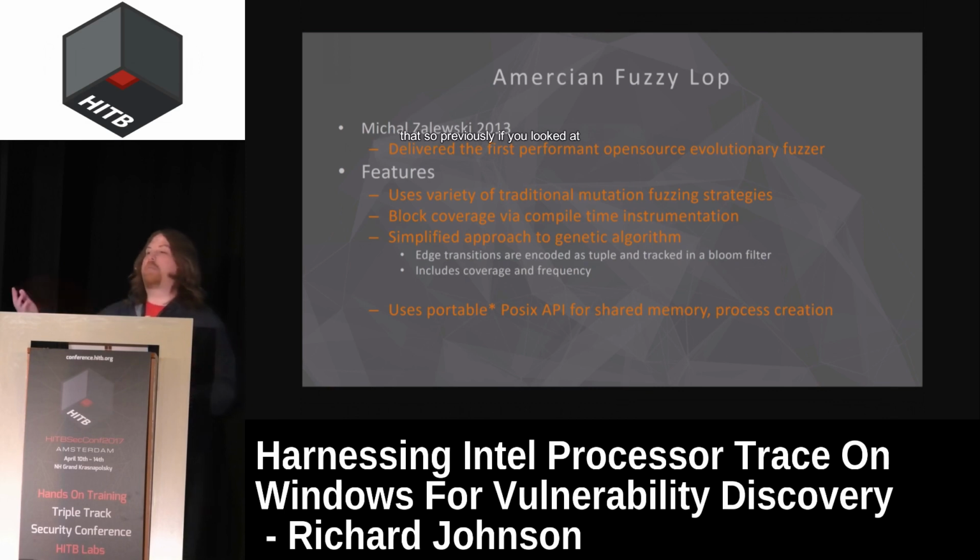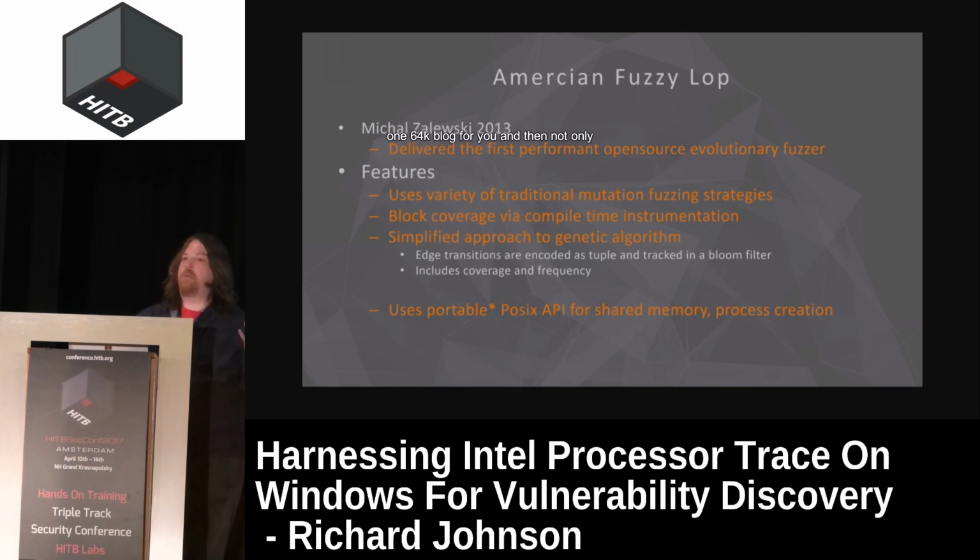So previously, if you looked at block tracers, what they would normally do is record every time you enter a basic block, either in a text or binary format. You end up with a list of blocks, and then later on you have to figure out how to do a diff across those executions. So this kind of keeps that state all in one 64K blob for you.